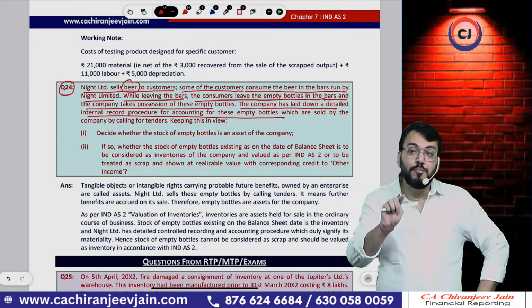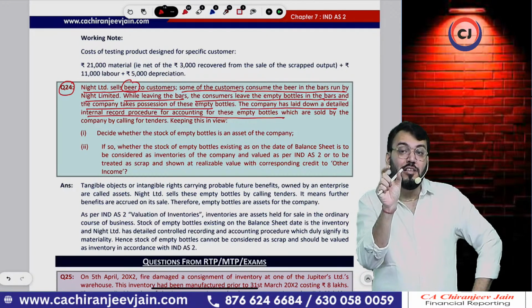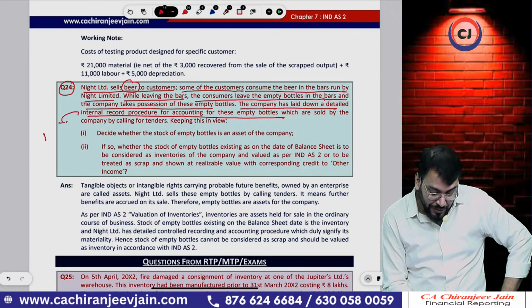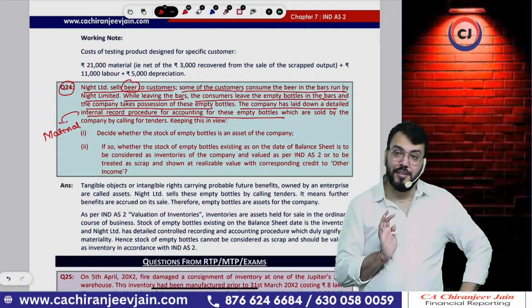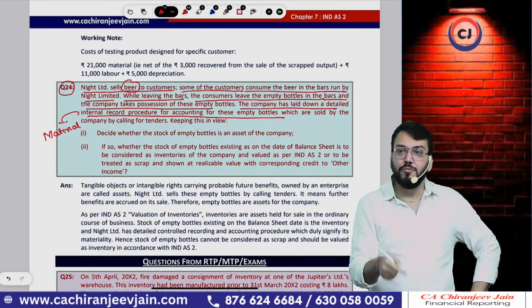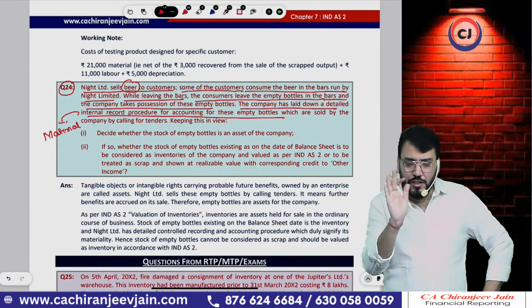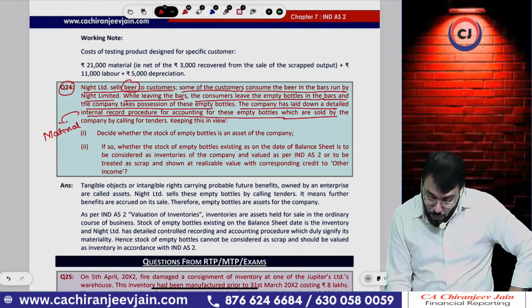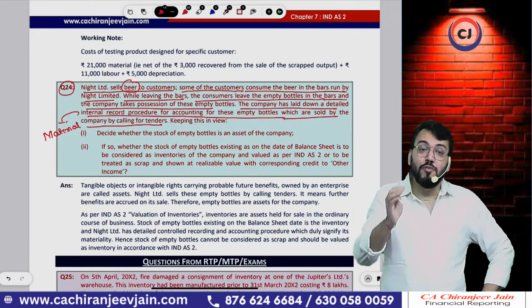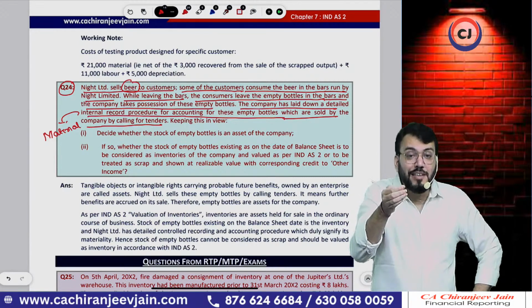The consumer leaves the empty bottle in the bar, and the company takes possession of this empty bottle. The company has laid down a detailed internal record procedure for accounting for this empty bottle. A detailed accounting procedure means the value is not immaterial, it is material. Which are sold by the company by calling for tenders.